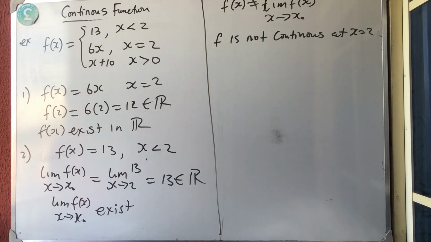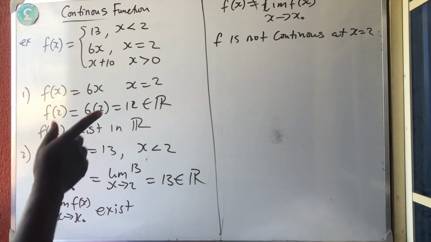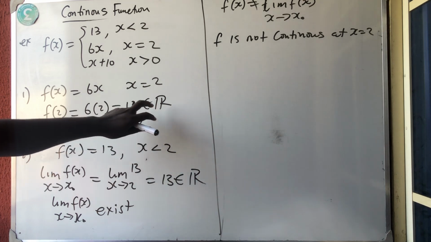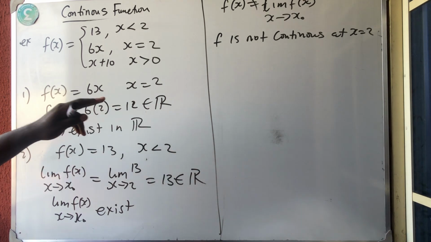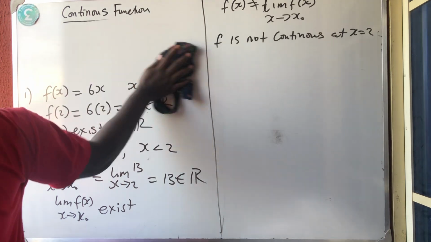Okay. So that is for continuity. So when do we say it's not continuous? 1, when they are not equal. And 2, when any of these things does not exist in R. When it does not exist in R, that is when we say that it is not continuous. Okay?